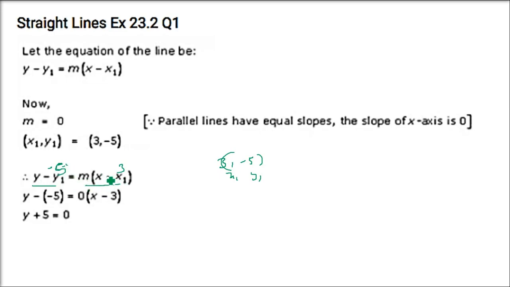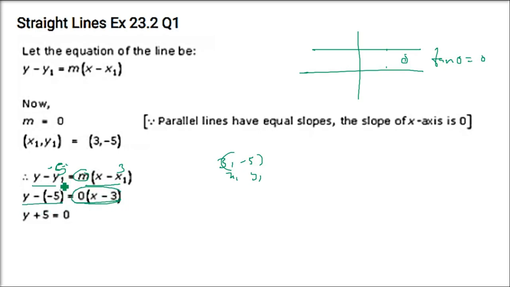Now m. Since it is parallel to x-axis, if this is x-axis and there is any line which is parallel to x-axis, the angle between them is 0. So tan 0 will be 0. So just put it 0 here. All these will be 0 on the right hand side. Only y minus of minus 5, that is y plus 5. Y plus 5 equals 0 will be the equation.